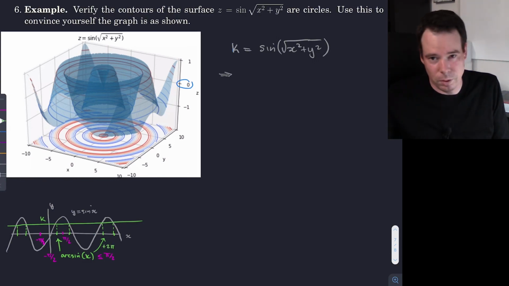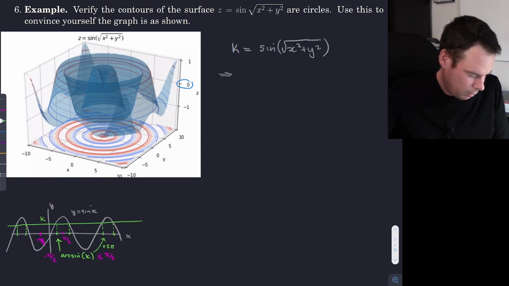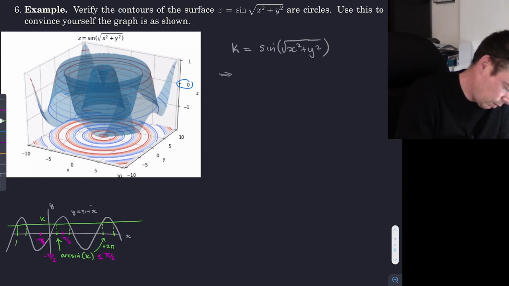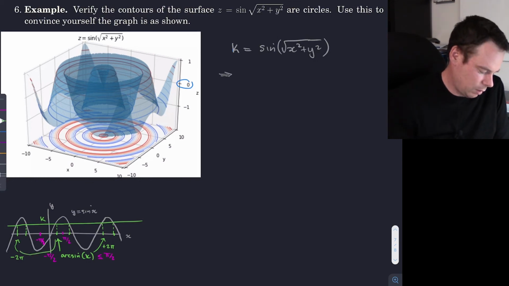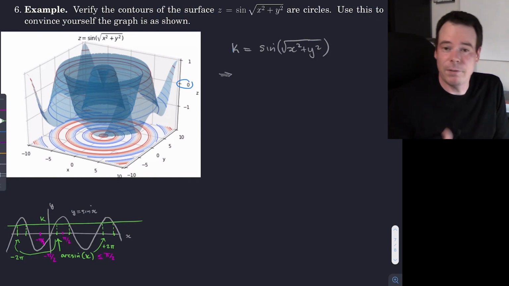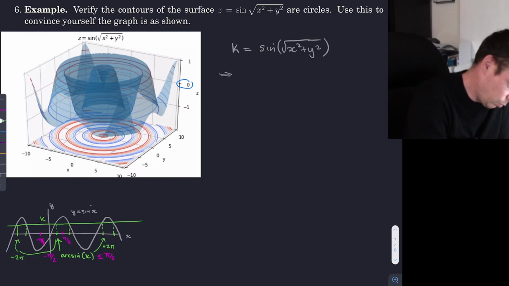And I can get the next one way over there by adding 4 pi and so on, or I could get this one back here by taking arcsine of k and subtracting 2 pi from it. So I'm just going to jump from this one to this one by subtracting 2 pi. So I get half of them in this way. Maybe I'll color code these.